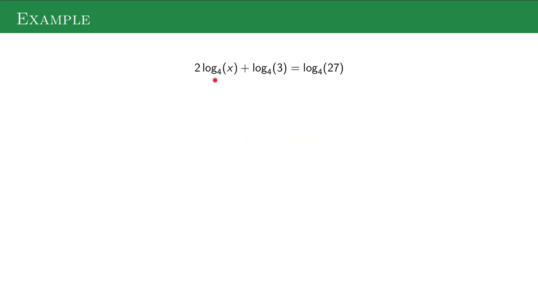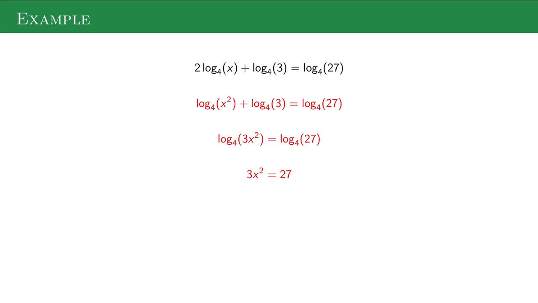Same thing here, I can't get rid of them because there's multiple logs. I also can't combine these yet because of this 2. So the first thing to get rid of this 2, I'm going to bring that in as an exponent. Now that these are just 2 logs touching, I can multiply. And now I finally have just a single log on both sides. I can eliminate them, and 3x squared equals 27.